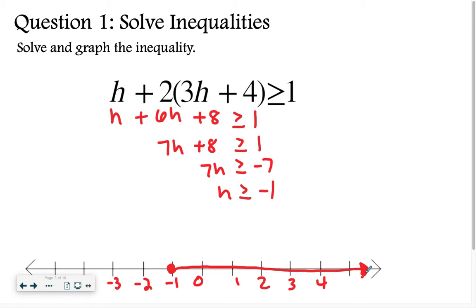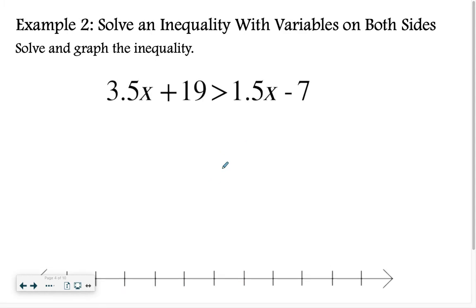If you were someone that ended up with h is less than or equal to negative 1, you made a really common mistake. And that common mistake is you saw this negative sign, so you automatically assumed you had to flip your inequality. But this negative sign did not move from one side of the inequality to the other, so you did not have to move or flip that sign, okay?